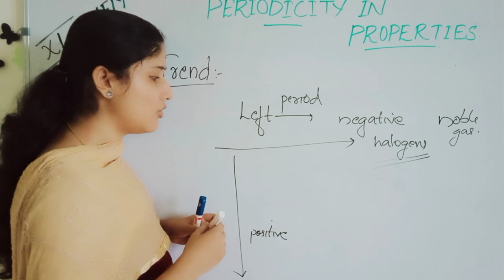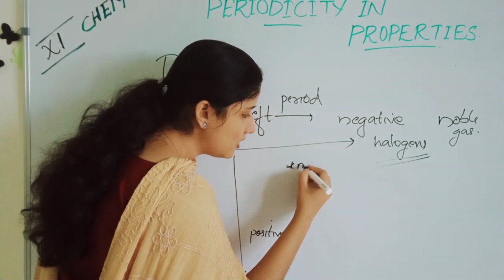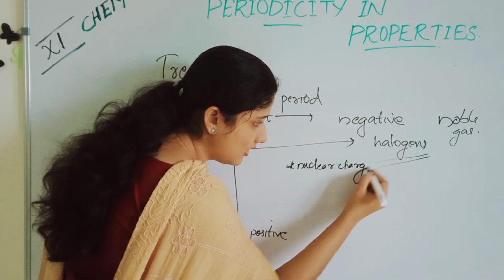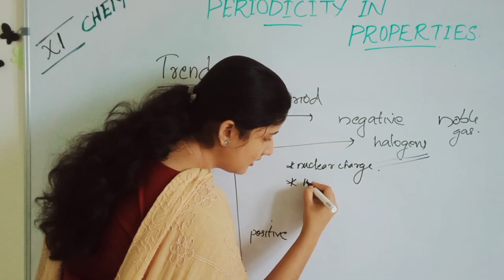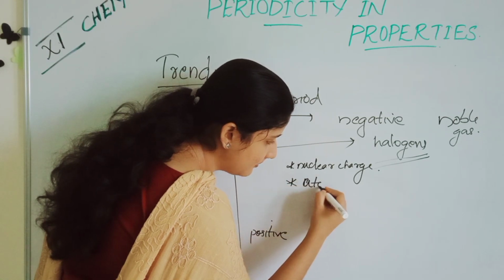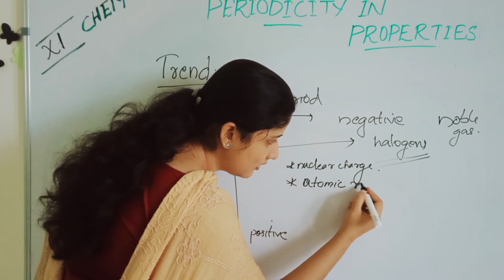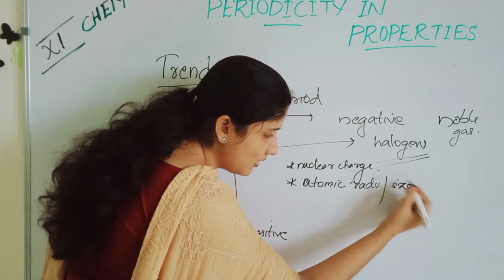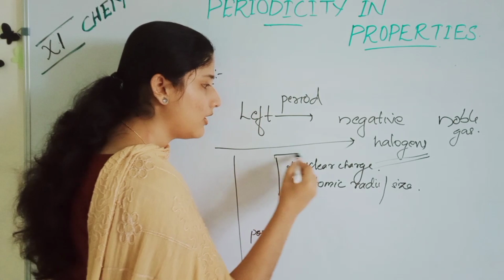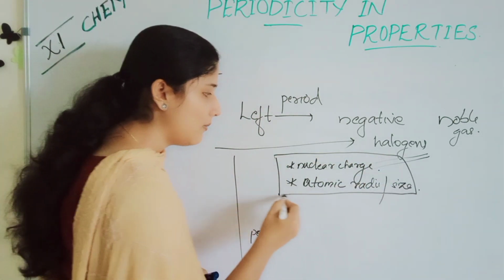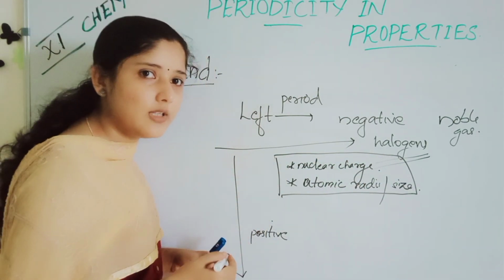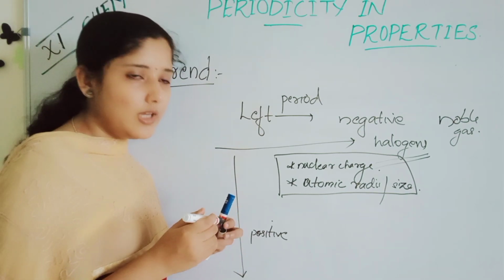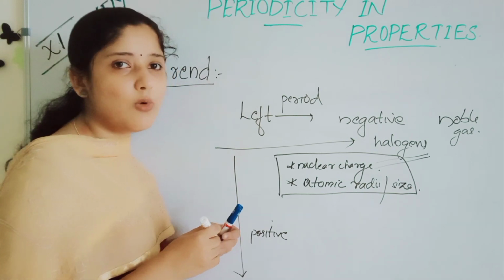These are the reasons. You should explain on the basis of nuclear charge, ionic or atomic radii, or atomic size. You should explain the reason for the electron gain enthalpy trend based upon the nuclear charge. From left to right, the nuclear charge increases, atomic radii decreases. So it will be very easy to add an electron to a smaller atom.